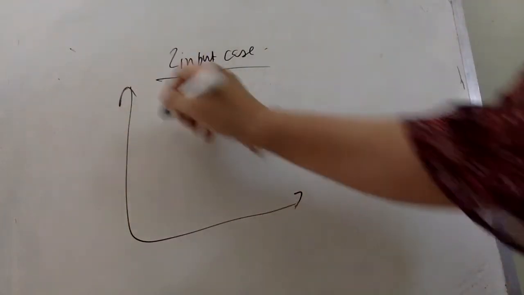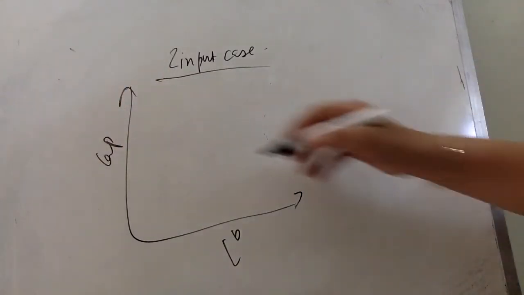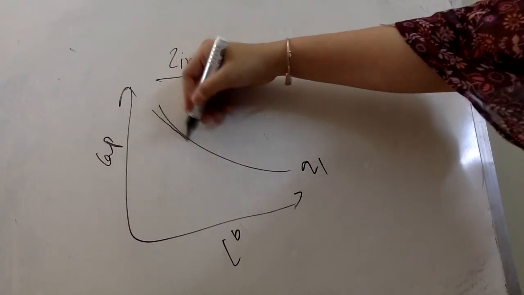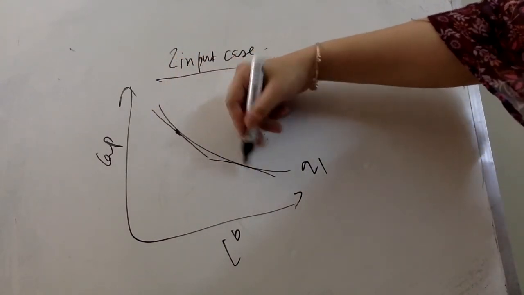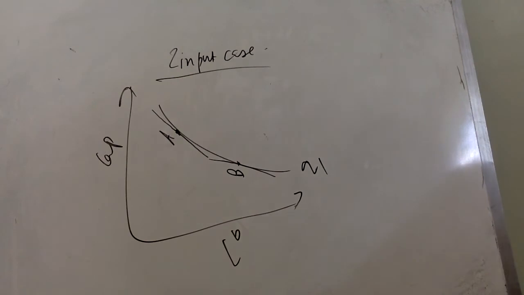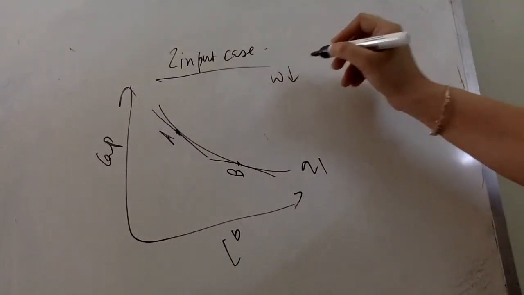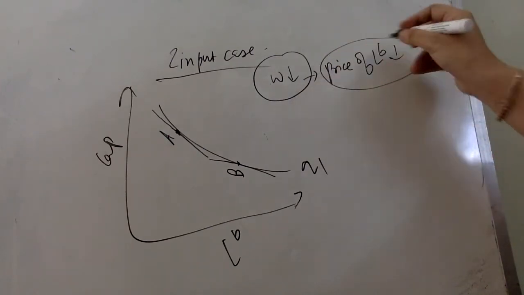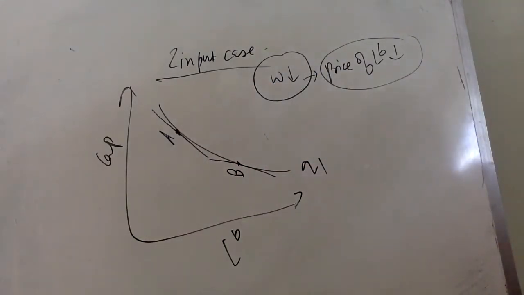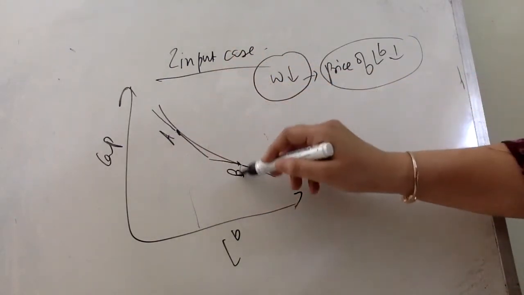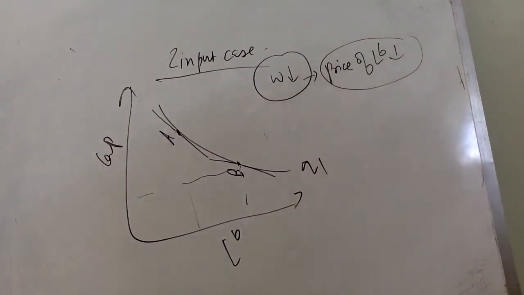Suppose we have two inputs, labor and capital, and a given level of output Q1 being produced. There is a given capital to output ratio corresponding to this point, and another corresponding to this point. So this is point A, this is point B. Now if the wage rate falls, that means the price of labor falls and labor becomes cheaper. Then substitution will happen between capital and labor, and I'm going to substitute capital for labor. So I move from a point like A to B, so that I'm using more labor compared to capital with a fall in the wage rate.